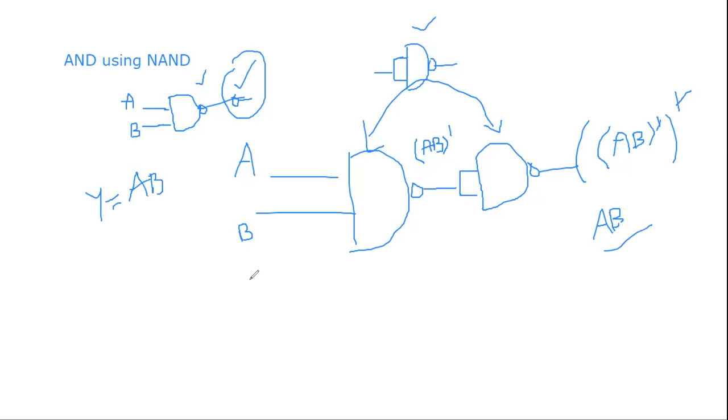Next, OR gate. Let us check the OR gate, OR using NAND. See, what is an OR gate? This one. Now what do we have to do for an OR gate? If you find an OR gate, add bubbles at the input side. So the next step is I am adding bubbles at the input side.